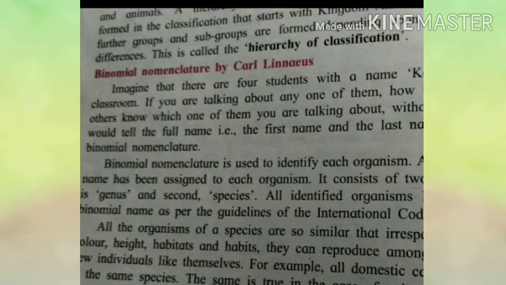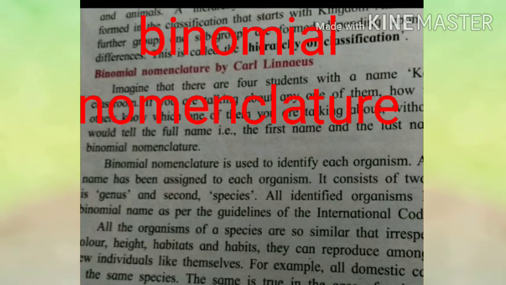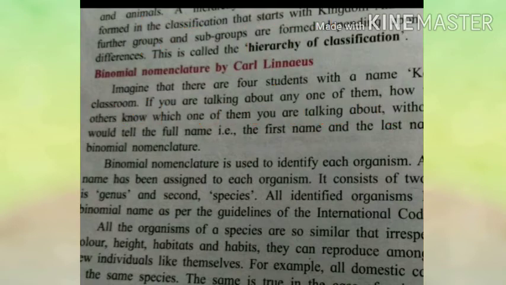Now we learn about the binomial nomenclature by Carl Linnaeus. Carl Linnaeus is the scientist who discovered the binomial nomenclature of the plants and the animals. Binomial nomenclature is used to identify each organism. Accordingly, a scientific name has been assigned to each organism. It consists of two parts. The first part is a genus and the second is a species. Means in the previous example we learned that the genus Mangifera and species Indica means the name of the mango. This was found out by Carl Linnaeus. We humans are identified by genus Homo and the species Sapiens.